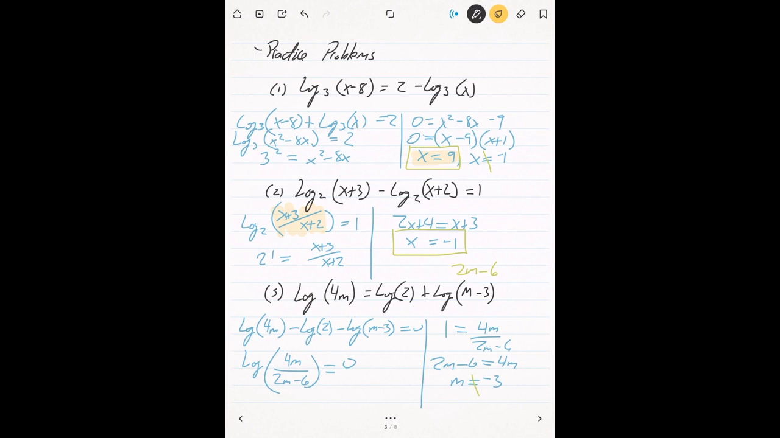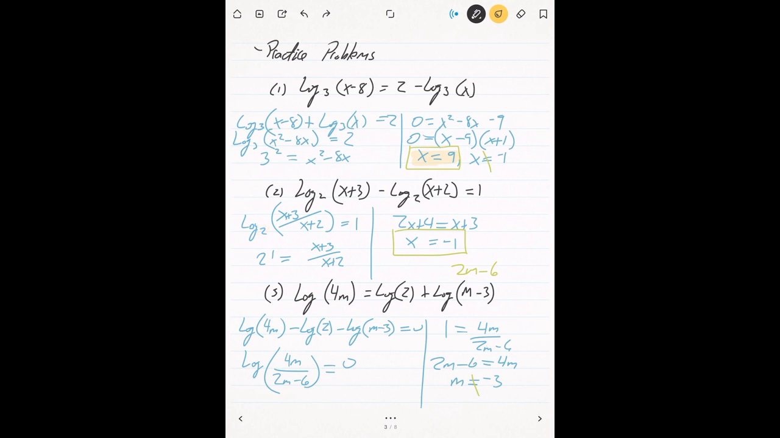Again, this is one whole logarithmic expression equaling a number. So I could just rewrite that into an exponential. I rewrote the base 2, exponent of 1, and then the argument is what that equals. So I had 2 equaling x plus 3 over x plus 2.